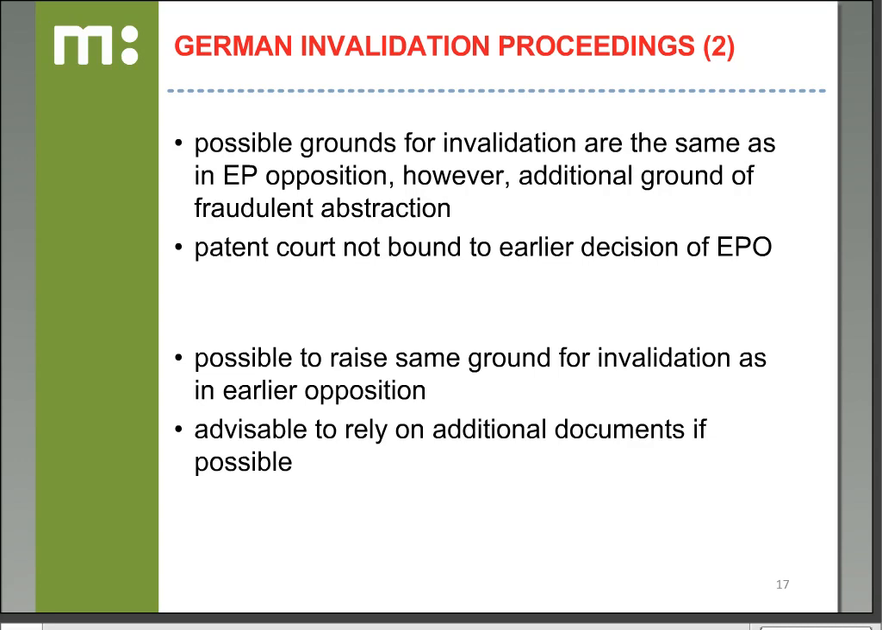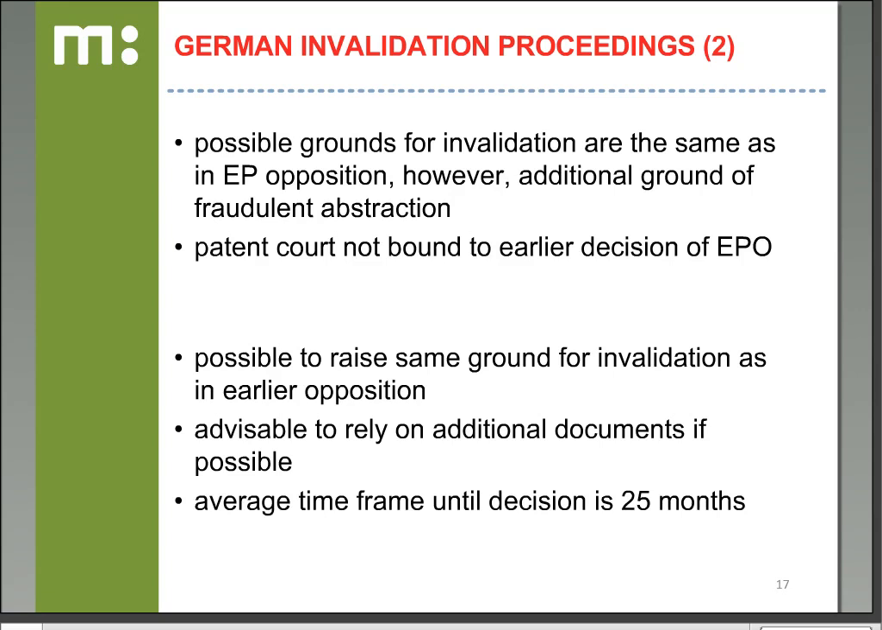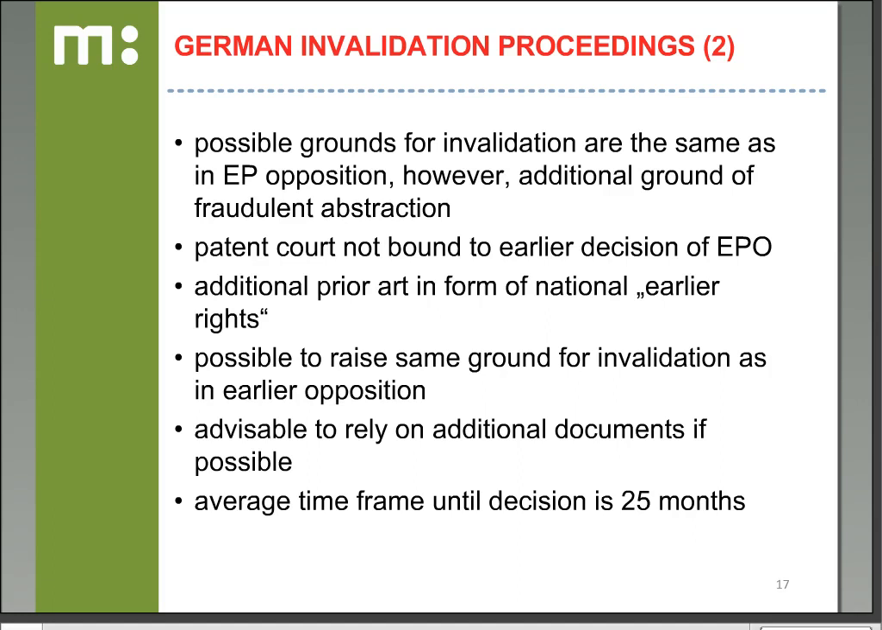So if you come up with another patent search after your opposition and you find documents which are novelty destroying, you can, of course, use them in the nullity proceedings. It's a different, new proceeding. In that case, it may also be interesting that the time frame until a decision at the patent court is at the moment 25 months. Again, a bit more than 2 years. And I talked about how you may rely on additional documents. There's also one important difference between the nullity action and the opposition at the EPO, because in the German court you have additional prior art in the form of national earlier rights.